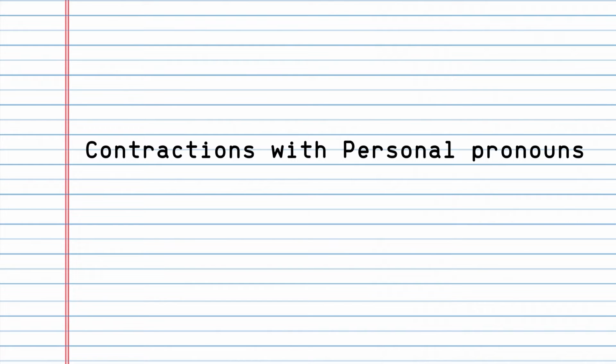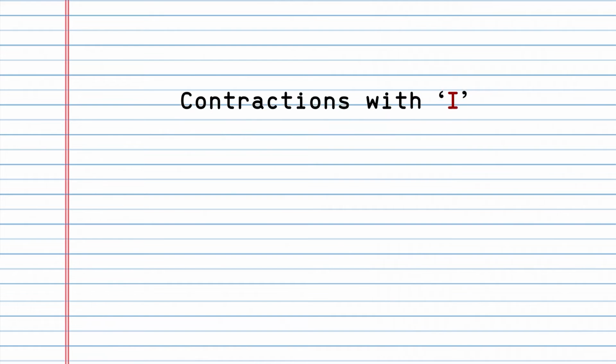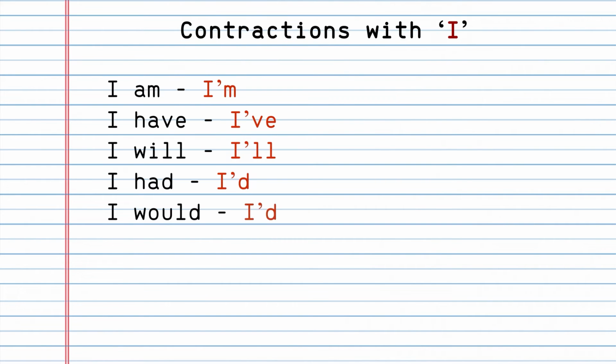Let's start with the most common contractions with personal pronouns. Contractions with I. I am, I'm. I have, I've. I will, I'll. I had, I'd. I would, I'd.